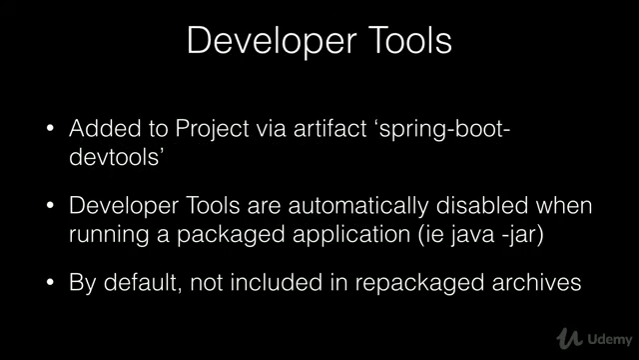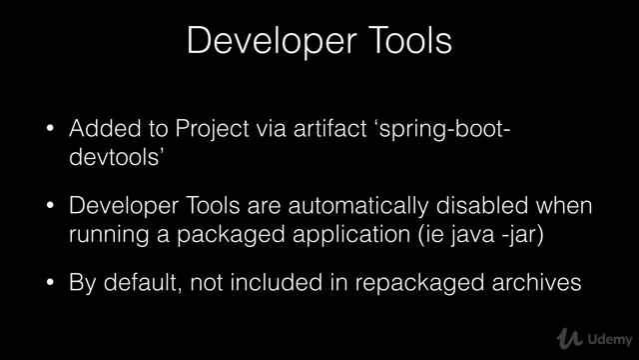In this video, we're going to take a look at Spring Boot developer tools. So we add the developer tools to the project using the artifact spring-boot-devtools. You can add this in Maven or through Gradle. And developer tools are automatically disabled when you're running a packaged application, for example running java -jar or a war or something like that. So this allows it to be disabled when you deploy it to production.